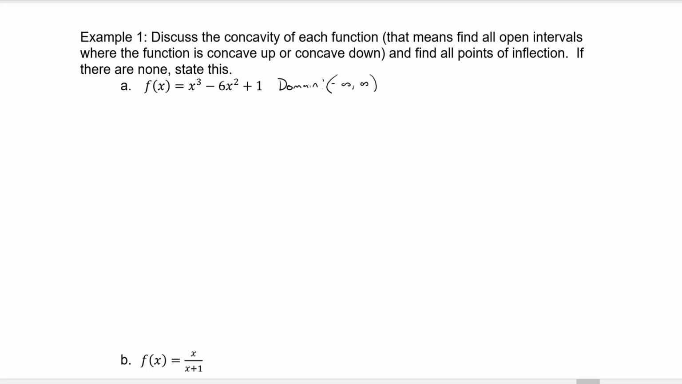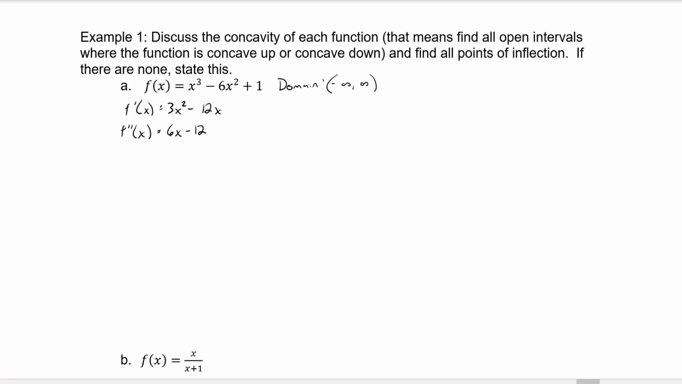So to get there, you've got to find the second derivative. So f prime of x, you have to go through the first derivative first. So that's 3x squared minus 12x. And so then f double prime of x is going to be 6x minus 12.